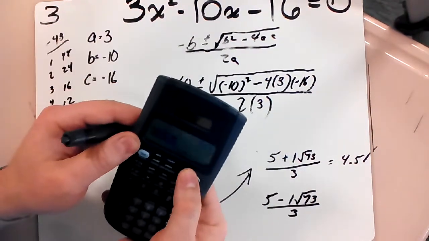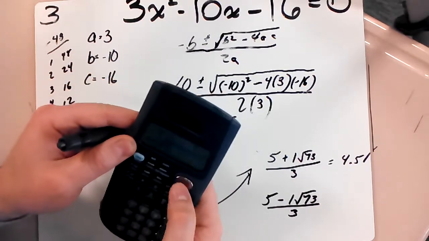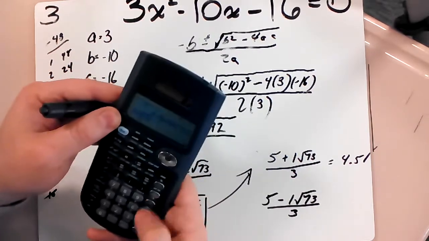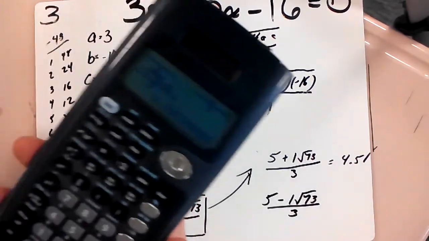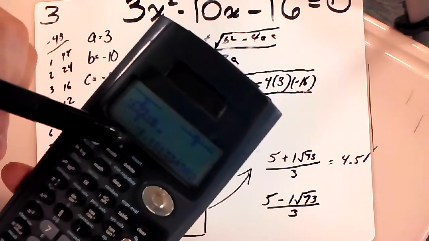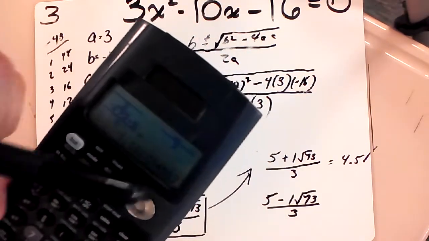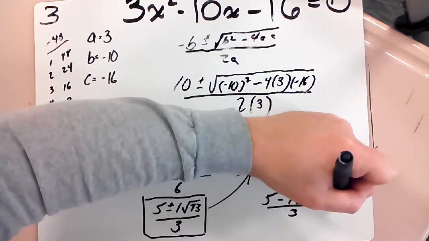All right, now I'm going to do that with the other one, the minus. Okay? And here we go again. Irrational, negative 1.181334. It goes on forever. Okay, so I'm going to write that down over here.